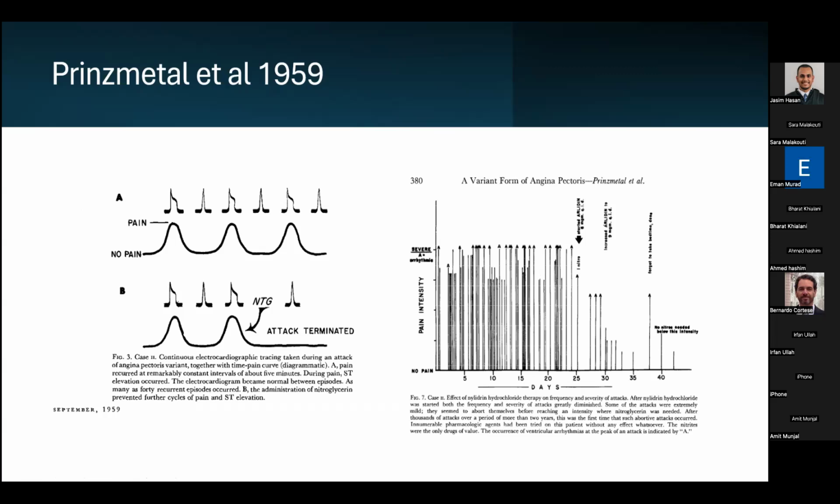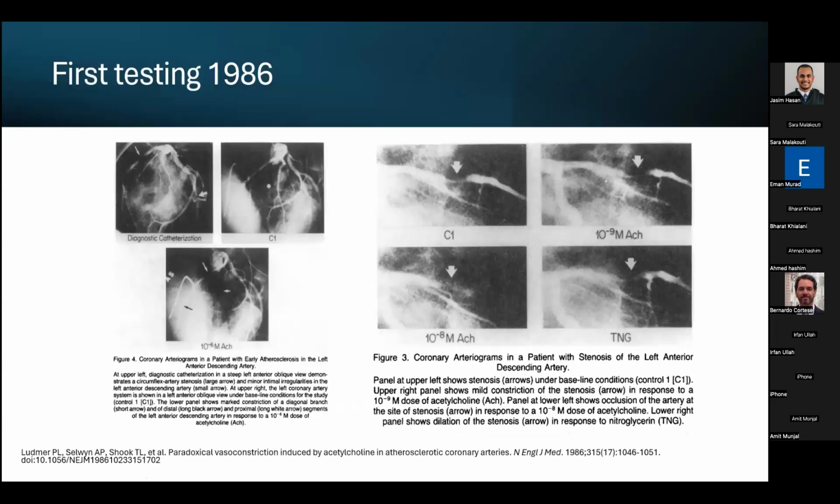So he was the first who reported, and then we have the team of Ludmer who first tested it in a coronary artery disease and coronary angiography setting. We can see there is a lesion here. They did acetylcholine, occlusion, nitroglycerin, and better. So it was well known, let's say 50, 70 years back.